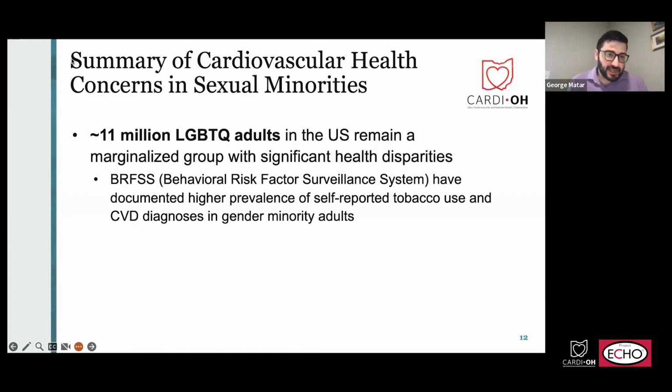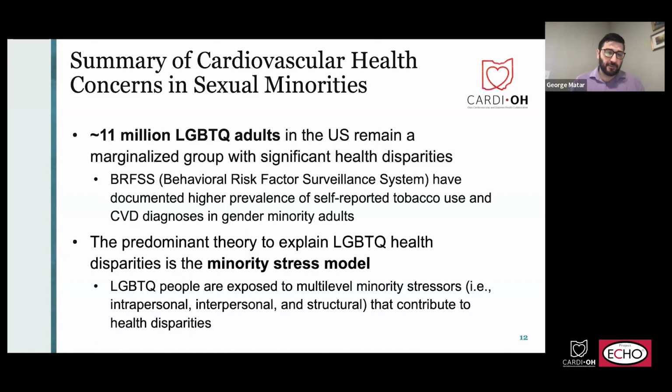So, this is one example, the Behavioral Risk Factor Surveillance System. It did document a higher prevalence of self-reported tobacco use and cardiovascular disease diagnosis in gender minority adults. So that's one example of a step in the right direction. We're still working on including those demographic markers in other surveillance systems. So hopefully within the next decade, that will be available.